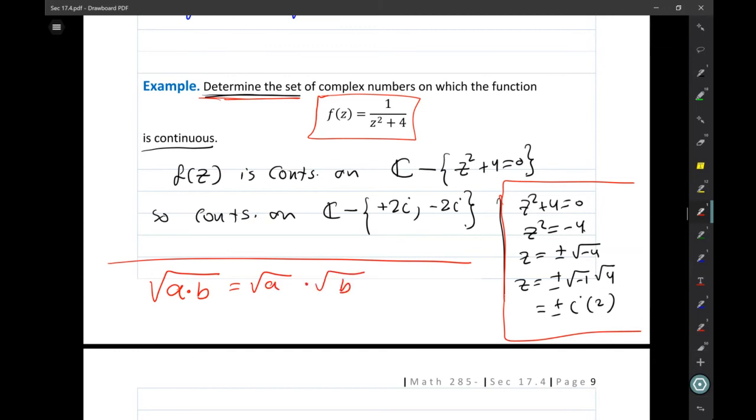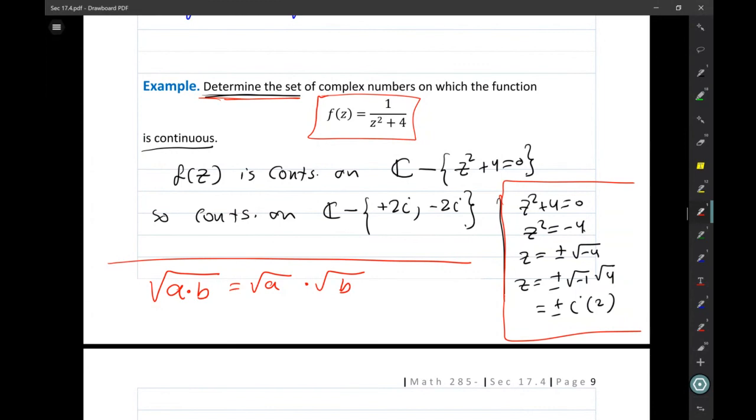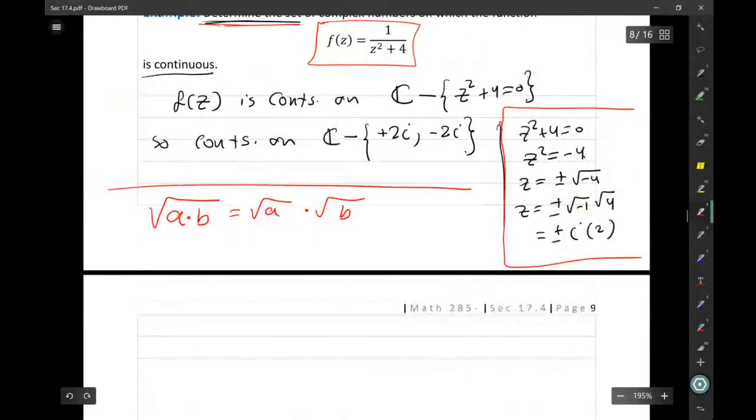The square root of a times b is equal to the square root of a times the square root of b. Is this example clear? Clear.